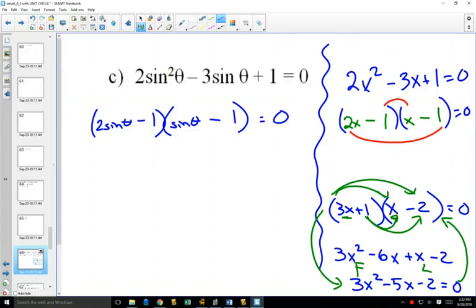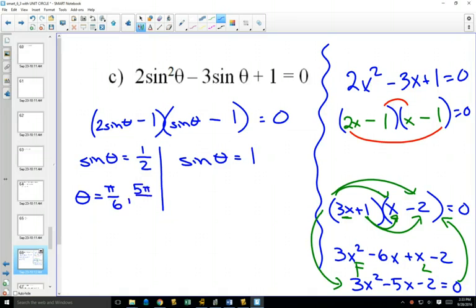So now that we've factored it and it's equal to 0, either this first factor is equal to 0, in which case sine theta would equal 1 over 2, or the second factor is equal to 0, in which case sine theta is equal to 1. It's 1/2 on our pie plate. What family? Close. Pi over 6. And since it's positive, you would look for answers in quadrant 1 and quadrant 2.